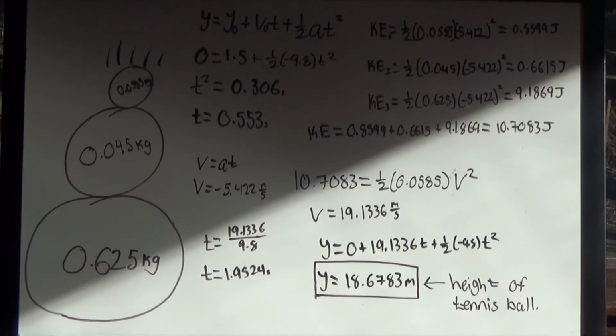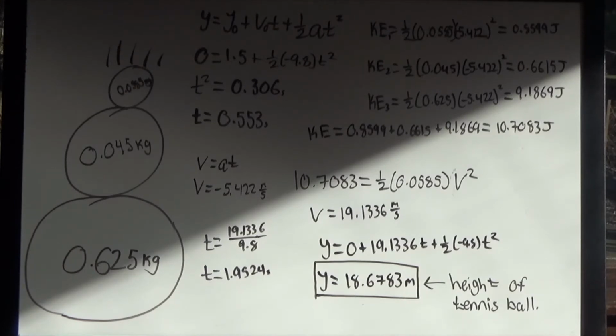We then plug that into the kinetic energy formula for each of the three balls, the tennis ball, the wiffle ball, and the basketball. We add these values together to get 10.7083 joules. Setting that equal to 1/2 mv squared kinetic energy, we can find the velocity of the tennis ball. Solve just by multiplying by 2 and dividing by 0.0585, the mass of the tennis ball, we find the velocity of 19.1336 meters per second.